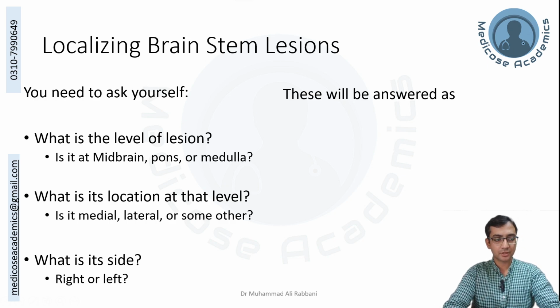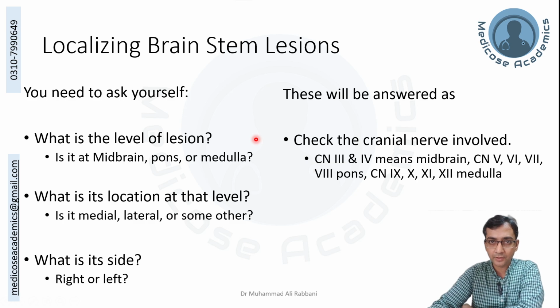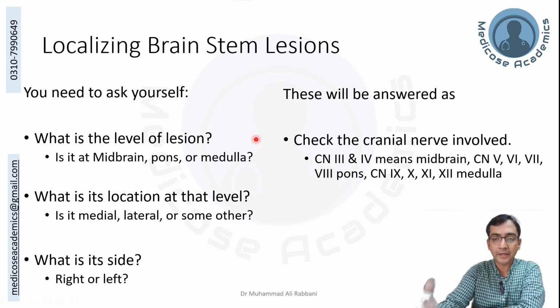To answer these questions, you will go question by question, starting with the level of the lesion. To check the level of the lesion, check which cranial nerve is involved. The symptoms that are produced are due to the non-functioning of which of the cranial nerves. If it is cranial nerve 3 and 4, the lesion is in the midbrain. If it is cranial nerve 5, 6, 7 and 8, the lesion is in the pons. If it is 9, 10, 11, 12, the lesion is somewhere in the medulla oblongata. So that's how you figure out at what part of the brainstem the lesion is.